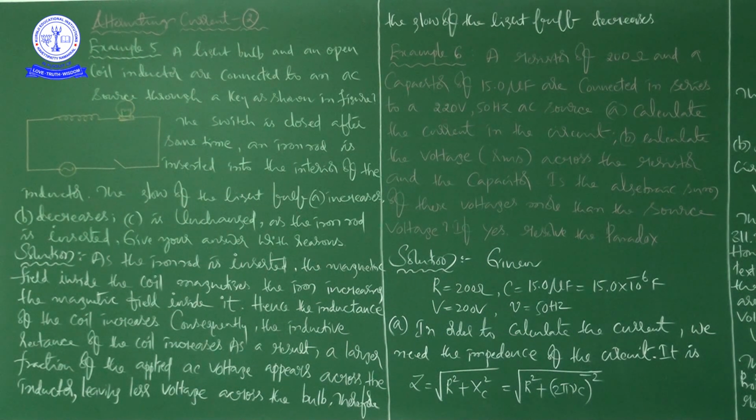Now the solution. See here, as the iron rod is inserted, the magnetic field inside the coil magnetizes the iron, increasing the magnetic field inside it. Please try to understand, please try to observe first what's going on.